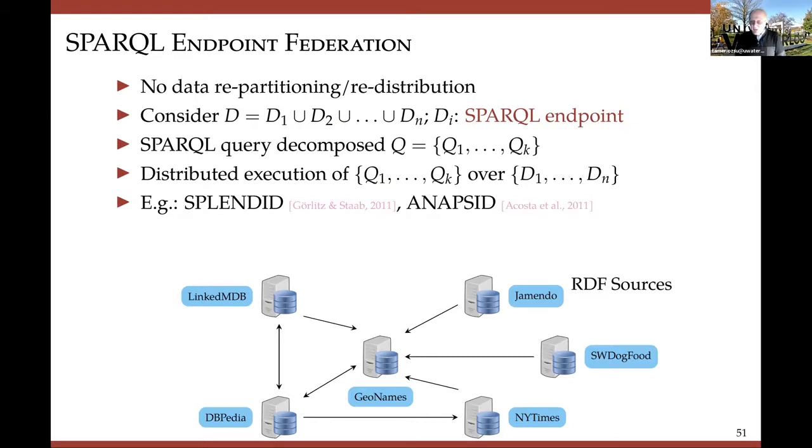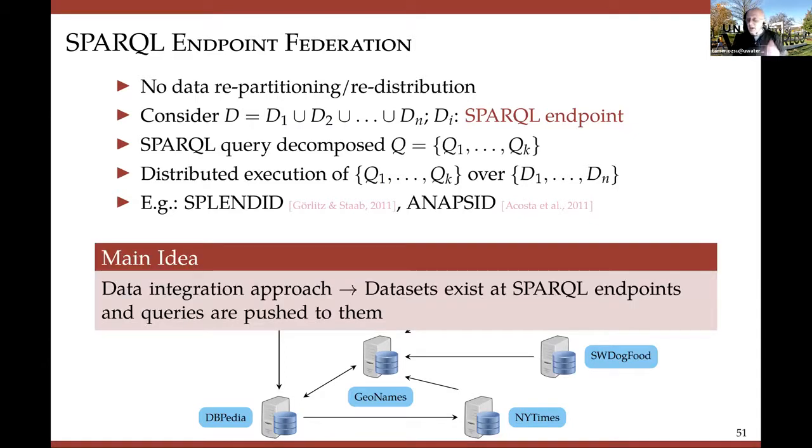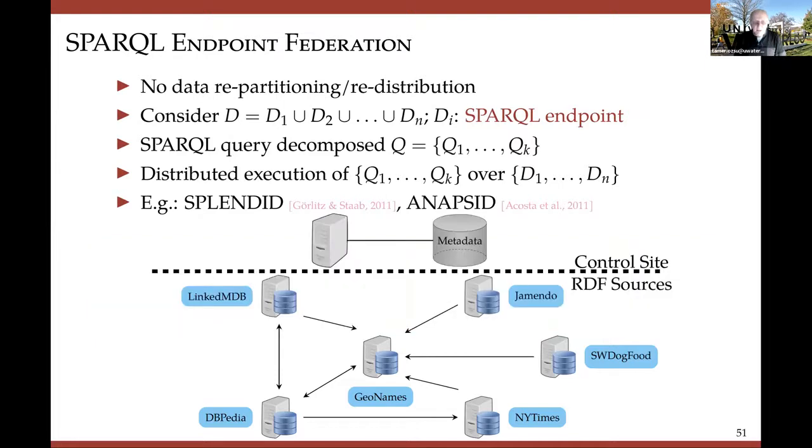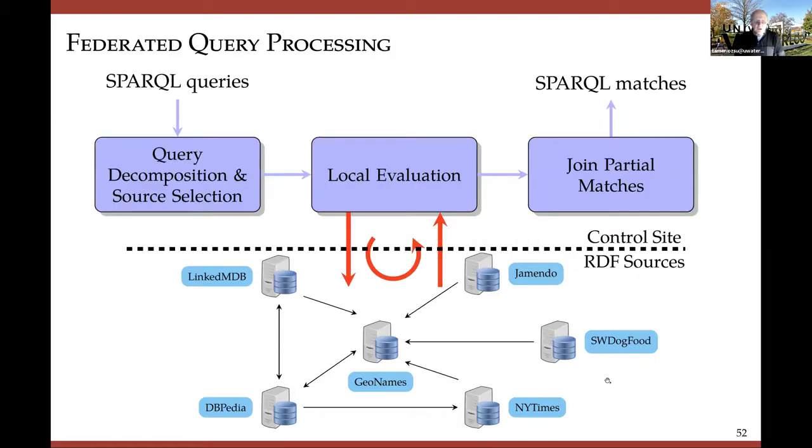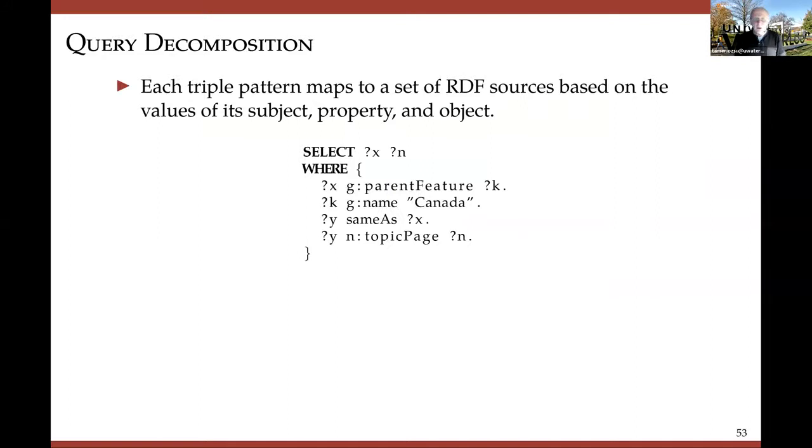Typically, you have these RDF resources, and the main idea is one of data integration. You're starting from the bottom, which are the sources, and you're going up, and you always have a control site which maintains a bunch of metadata about access patterns, et cetera. Typically, the control site takes the query, does a query decomposition, and selects which parts of the query, or which Q_i, should be executed on which of the sources. You do a local evaluation on the sources, you get the results back, and then you join the partial results at the other end. I'll demonstrate the typical way of query decomposition by an example.